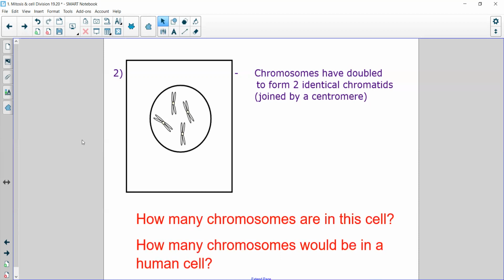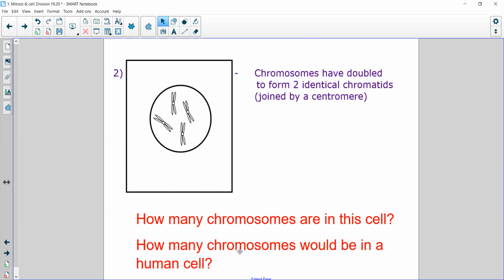Be very careful. Have a wee think. So the answer is that in this cell, right now, there are 1, 2, 3, 4 chromosomes. Okay, there are 4 chromosomes. Each of those chromosomes is made up of 2 chromatids. Okay, so it's very important we understand the distinction between a chromosome and a chromatid. This is a chromosome and it is made up of 2 chromatids. So in this cell, there are 4 chromosomes.